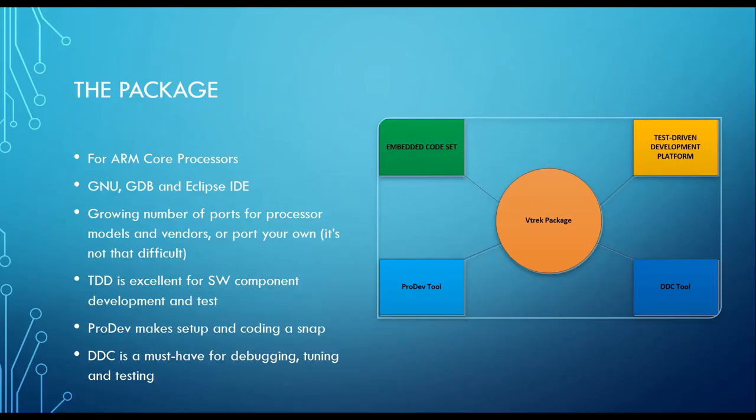The Vtrek package consists of the embedded code set, the Test-Driven Development platform, the Prodav tool, and the DDC tool. It's targeted for ARM core processors using the GNU compiler, GDB, and the Eclipse IDE. Omni Embedded has a growing number of ports for processor models and vendors. You can also create your own port by using one of the existing ports as a reference.